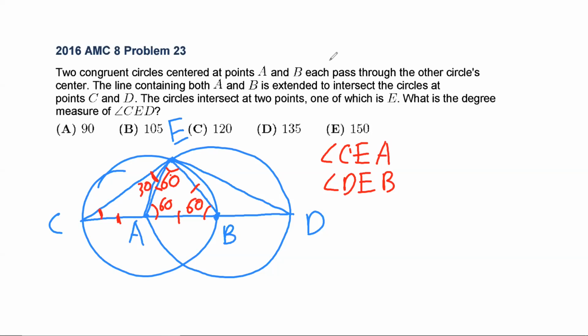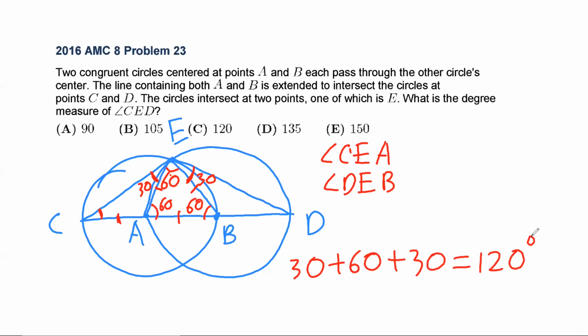And if you use the same method, you'll find that on this side, BED is also 30 degrees. So if you add the angles together, 30 plus 60 plus 30 is equal to 120 degrees, which is C. So I know the diagram here is a little messy, but hopefully you guys can draw it better by hand on paper at home.